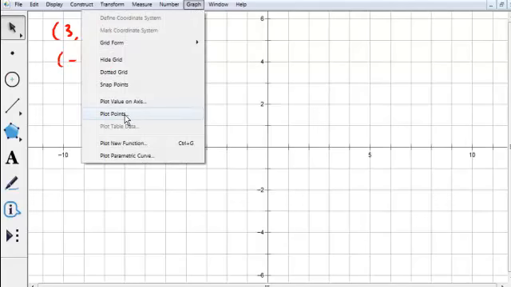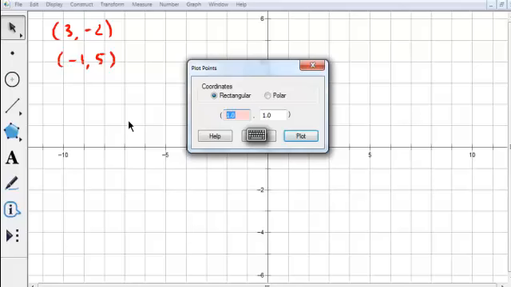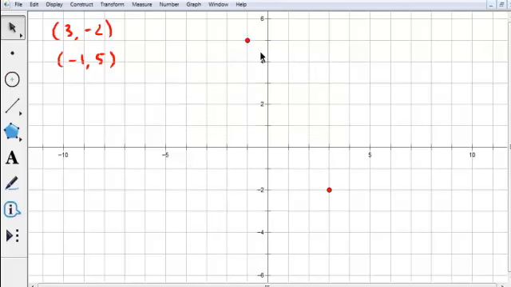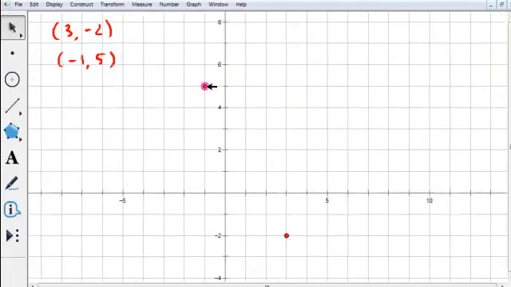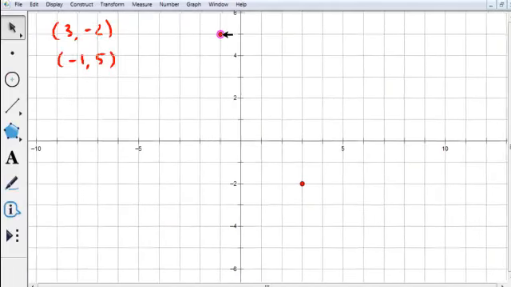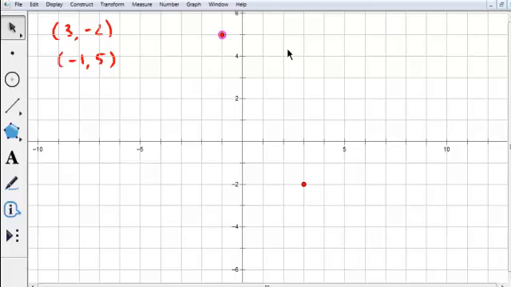If you just choose the plot points command, you can just type them in. So 3, -2, plot it, and you see that it appears in the correct spot. Do the same thing with -1, 5, plot it, it also appears up here. The thing with these is as you move it, those stay locked in place. So now you can actually identify properties associated with these because it's a very precise measurement, and those points are located at the exact spots and they'll stay there.